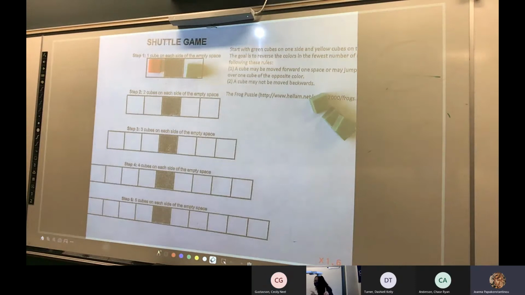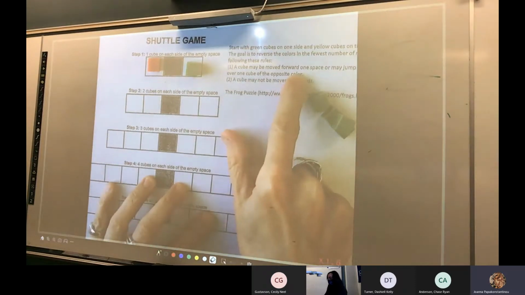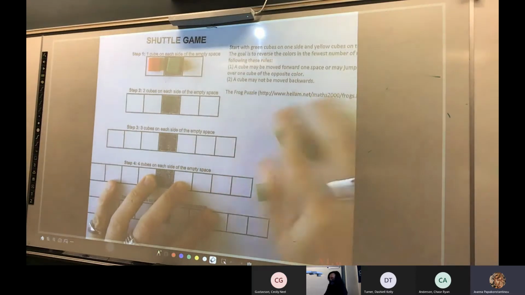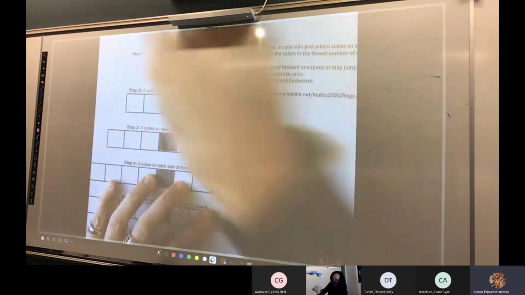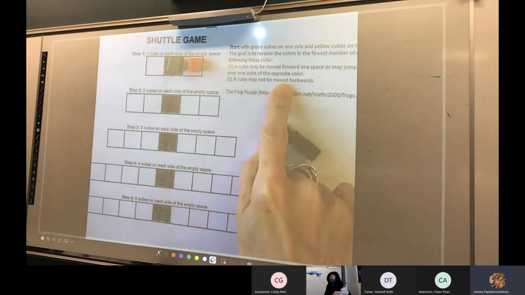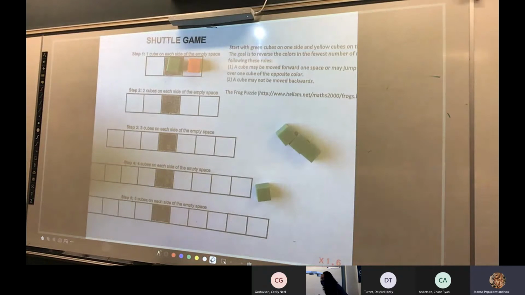What are the valid moves you can make? You may move forward 1 space to an empty space. Or you may jump over 1 cube of the opposite color, or frogs. You may not move backwards. You may not jump over more than 1.